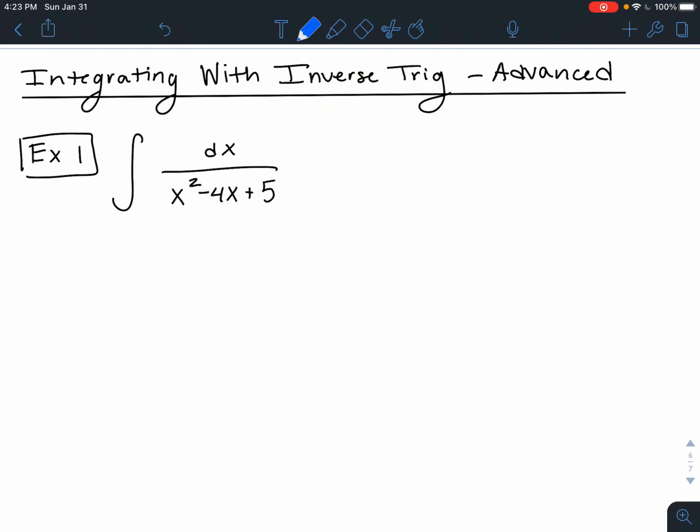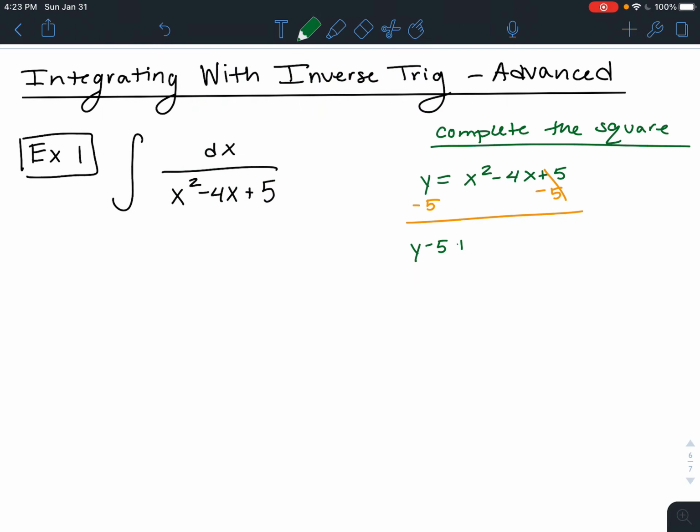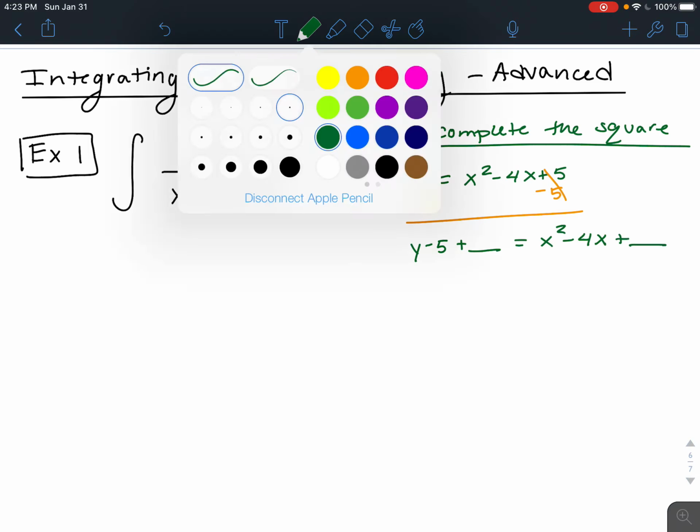When you have just a number in the top over a quadratic like this that's not a perfect square trinomial, you can complete the square and make this usable. So we're going to complete the square on the denominator. I'm going to make this y equals x squared minus 4x plus 5. I'm going to move this 5 to the other side. So I get y minus 5 plus blank is x squared minus 4x plus blank.